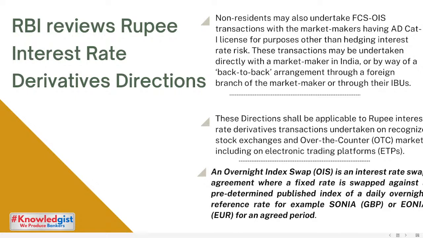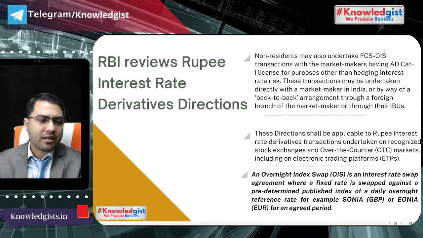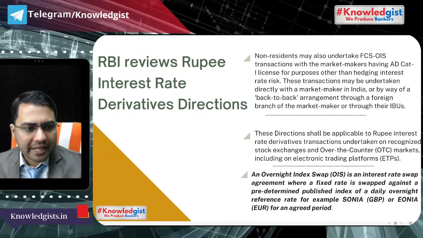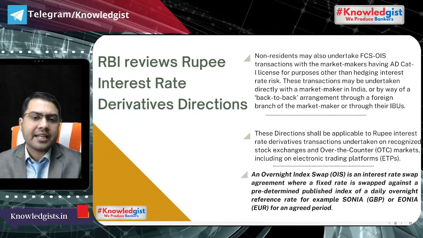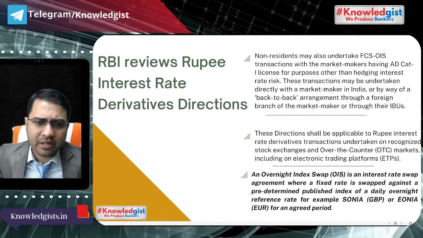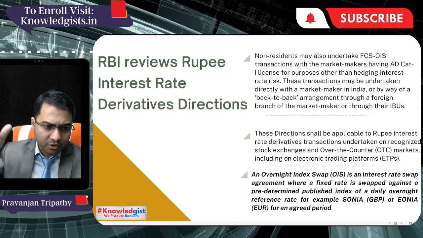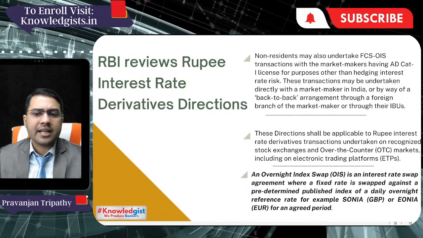An overnight index swap is an interest rate swap agreement where a fixed rate is swapped against a predetermined published index of a daily overnight reference rate, for example SONIA or MIBOR, for an agreed period, right? So what is the benefit of this interest rate swap? Suppose someone has entered into a contract at a fixed interest rate. He has taken a loan at 9% fixed, and for the entire 20 years of loan tenure he has to pay 9%. At some point he feels that in future the interest rate may go down from 9% to 2% or 3%. So here he is going to lose.